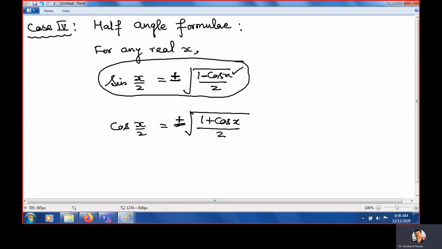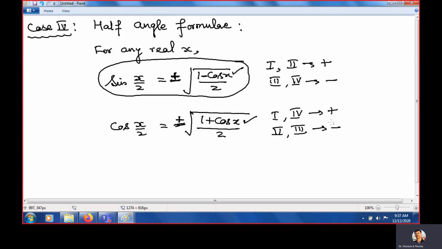Because both values are in cosine here. So that's why we need the value in cos. Now this plus and minus is a big problem. So you need to think: sine is positive only in the first and second quadrant, and in the third and fourth it is minus. So you need to choose accordingly. Here cosine, in the first and fourth it is plus, but in the second and third it is minus. Okay.